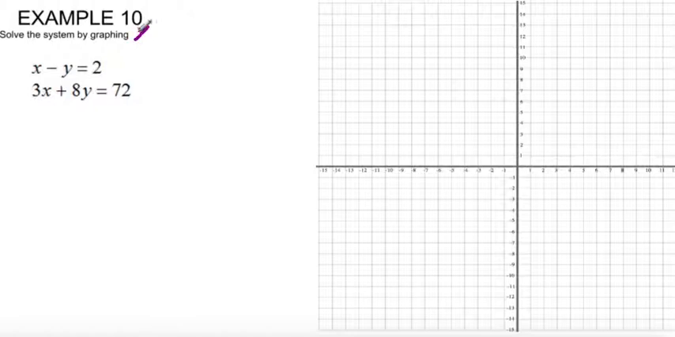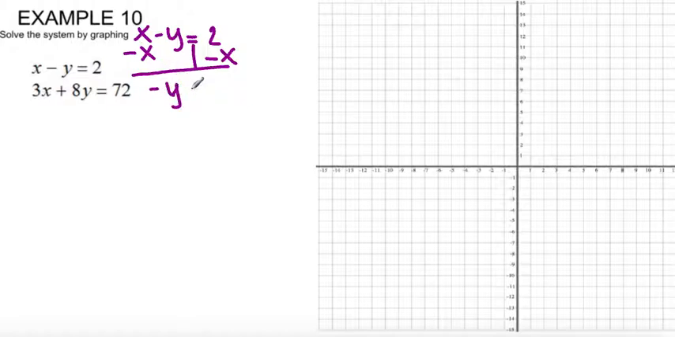So I have x minus y equals 2. To get in slope-intercept form, I have to subtract x, do the inverse on both sides. On the left side, I have negative y. Bring down the equal sign. Negative x plus 2. And then I have a negative 1 in front of the y.